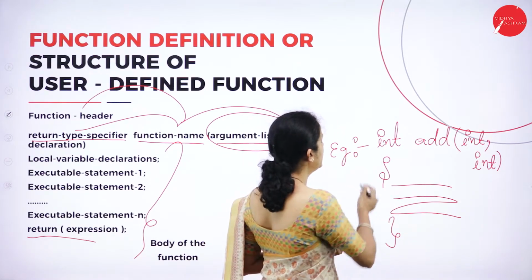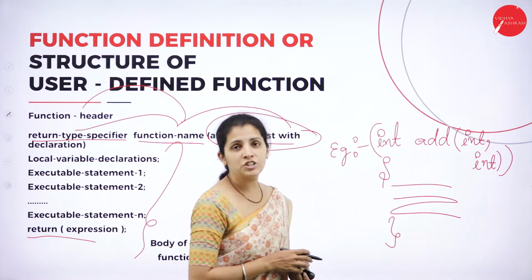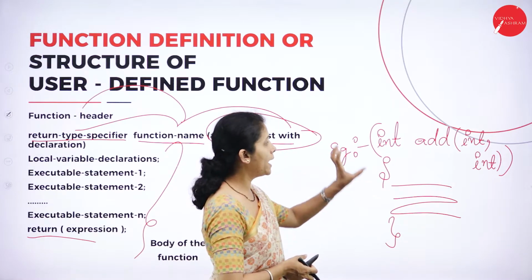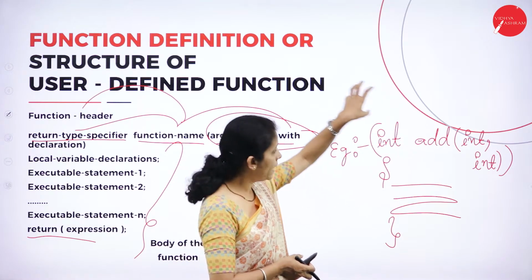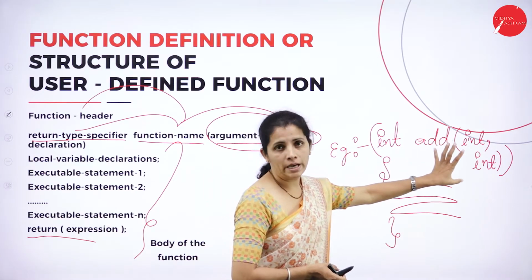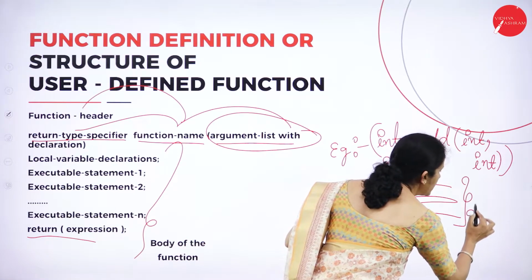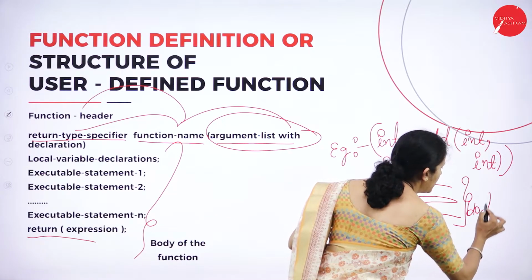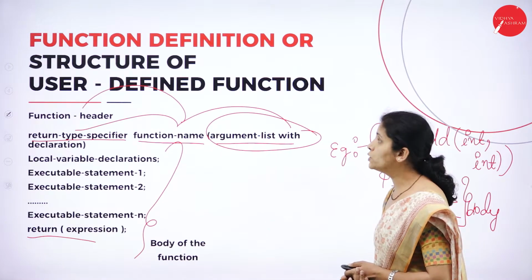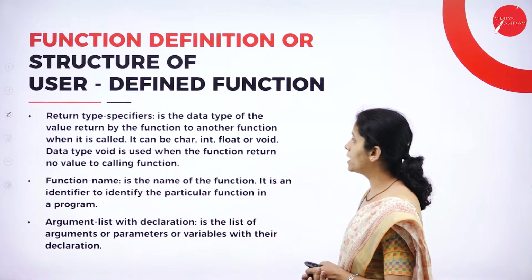Now dear student, this is itself known as the function header. That means it tells the compiler about the function name along with the return type and the parameter list. Now I have the body. So this is nothing but the function body. This is the way I can define a user defined function in my program.